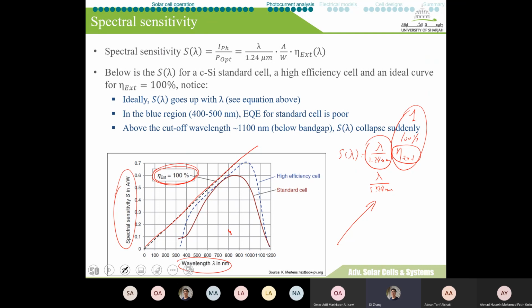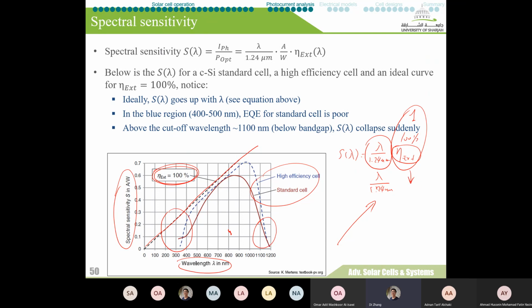Okay, what about real solar cells? What about real devices? Here it shows 2 examples. These are the corresponding sensitivities for a standard solar cell and for a high performance solar cell. Again, notice that at the beginning and at the end of the spectrum, we have a decrease, because they need to account for the decrease in external quantum efficiency.